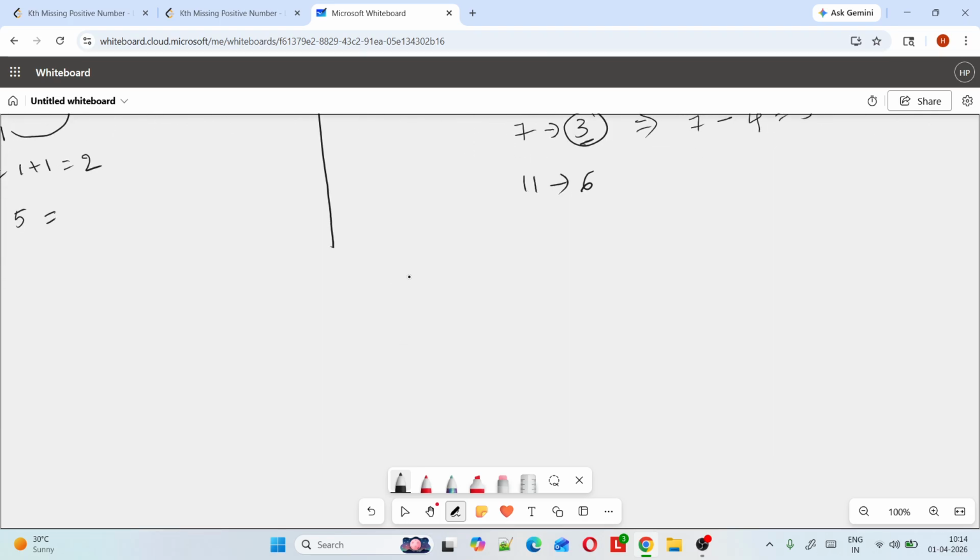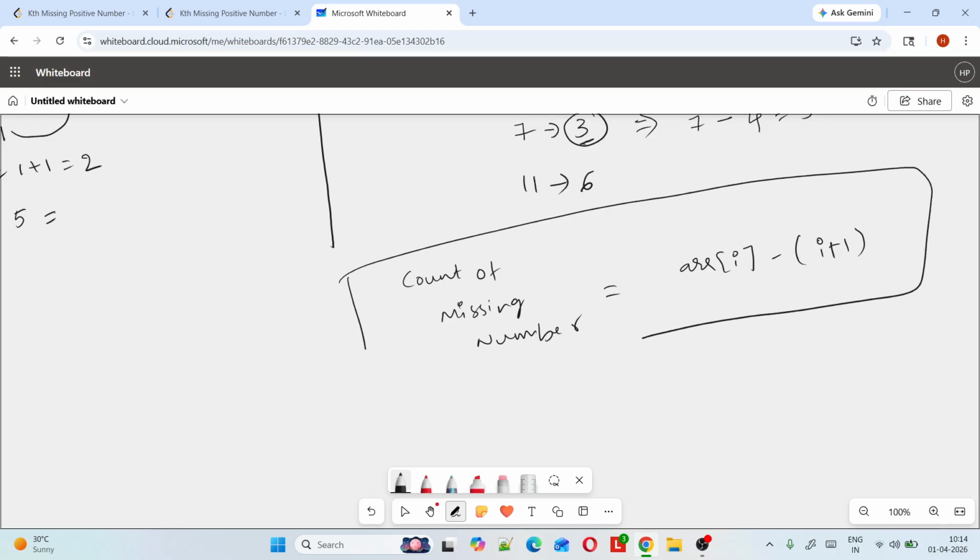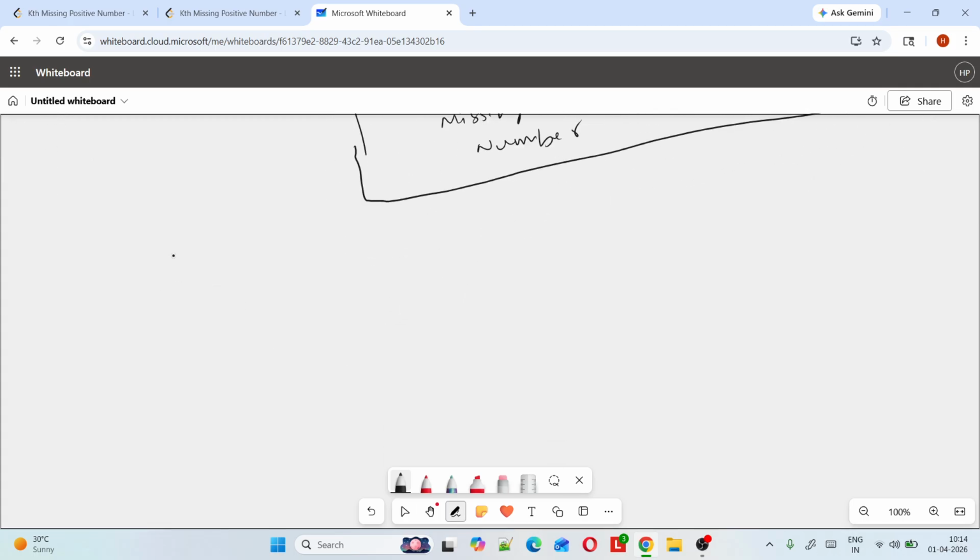So for calculating the count of missing numbers, can I write array of I minus I plus 1? Okay, keep this in mind. Now we will solve this problem using binary search.